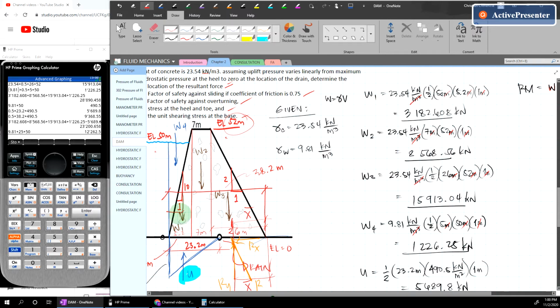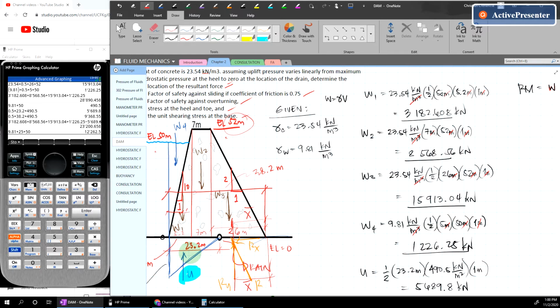Yan. So, itong distance na to is 2/3 ng 5.2. Ito yung 1/3 ng, itong portion na to, ito yung 1/3 ng 5.2. Okay? So, pwede namang 26 plus 7 plus 1/3 ng 5.2. Or yung total natin na 38.2 minus ng 2/3 ng 5.2.